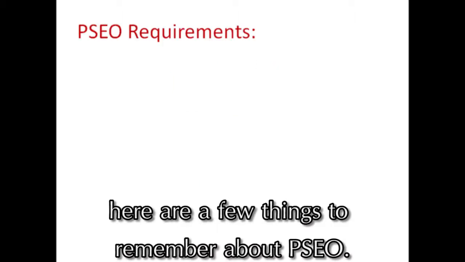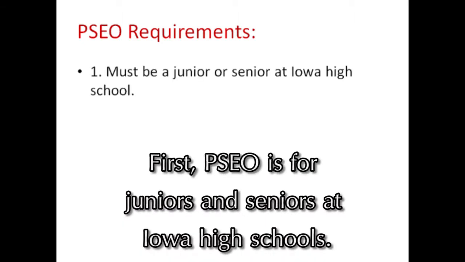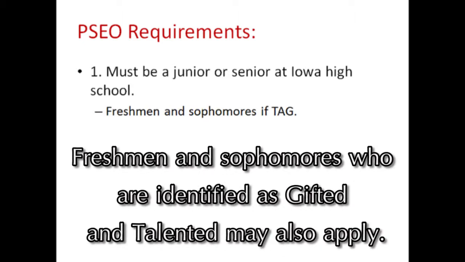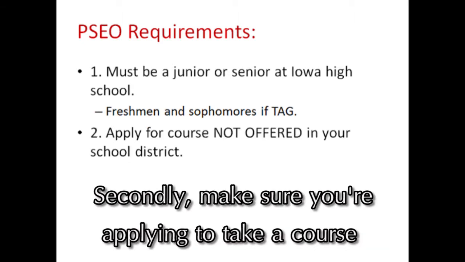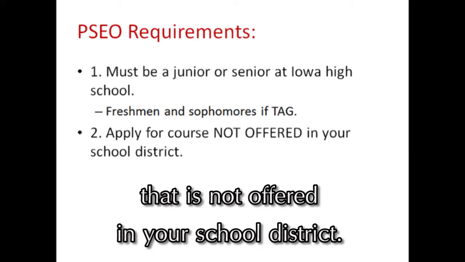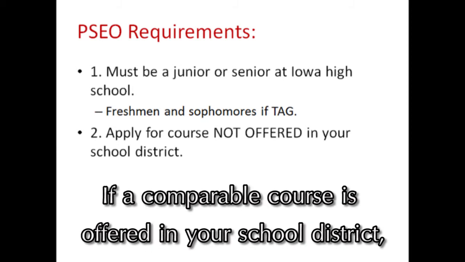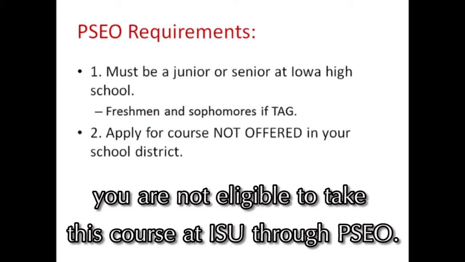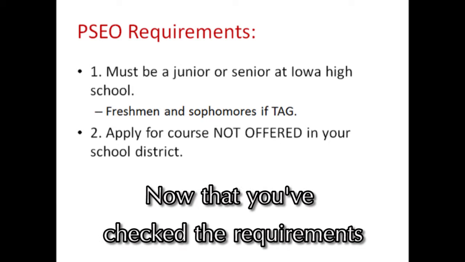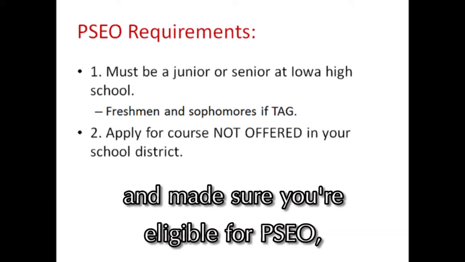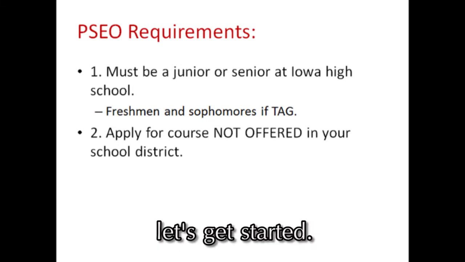Before we get started, here are a few things to remember about PSEO. First, PSEO is for juniors and seniors at Iowa high schools. Freshmen and sophomores who are identified as gifted and talented may also apply. Secondly, make sure you're applying to take a course that is not offered in your school district. If a comparable course is offered in your school district, you are not eligible to take this course at ISU through PSEO. Now that you've checked the requirements and made sure you're eligible for PSEO, let's get started.